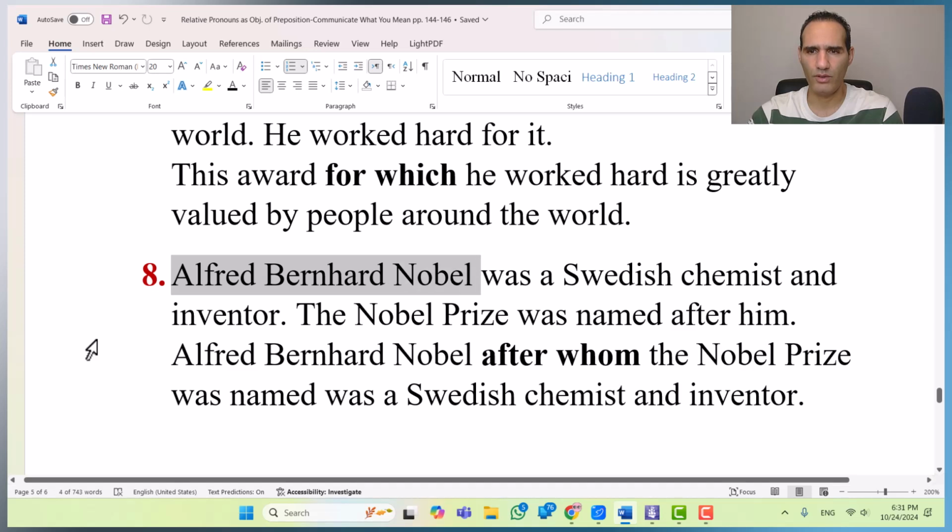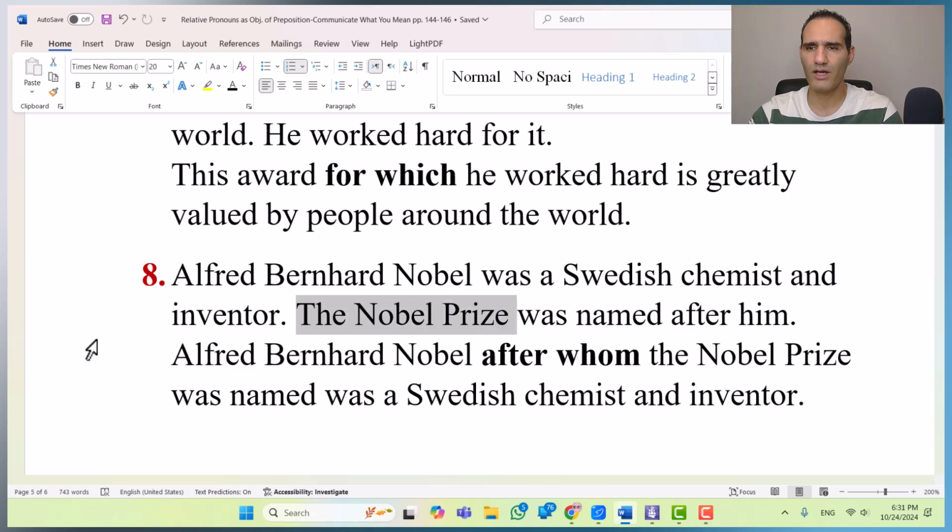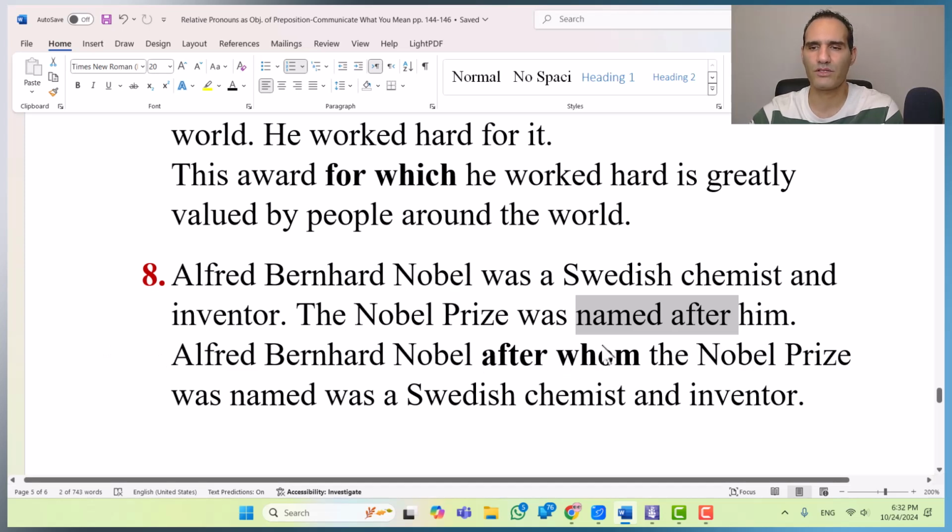Number 8. Alfred Bernard Nobel was a Swedish chemist and inventor. The Nobel Prize was named after him. Here the verb is interesting. Name after. So, for example, someone is born and they name him after their grandfather. They name him after their uncle or after their grandmother, whatever. This is called name after. The name comes from another person, another source. The Nobel Prize was named after this man, Alfred Bernard Nobel.